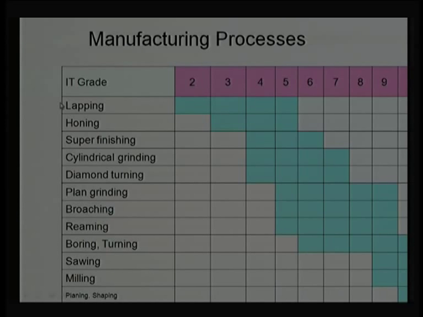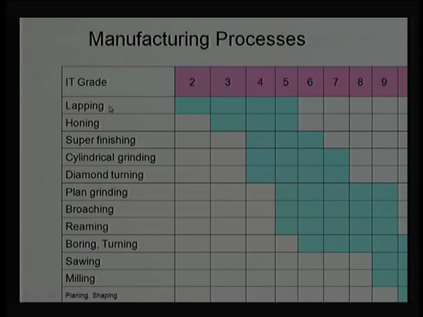So, generally manufacturing processes are defined with IT grade. We say that is a tolerance grade 1, 2, 3, 4, 5, 6, up to 16. As the tolerance grade increases, the allowable tolerance increases. I would say that IT16 will have a larger tolerance range compared to IT1 grade.